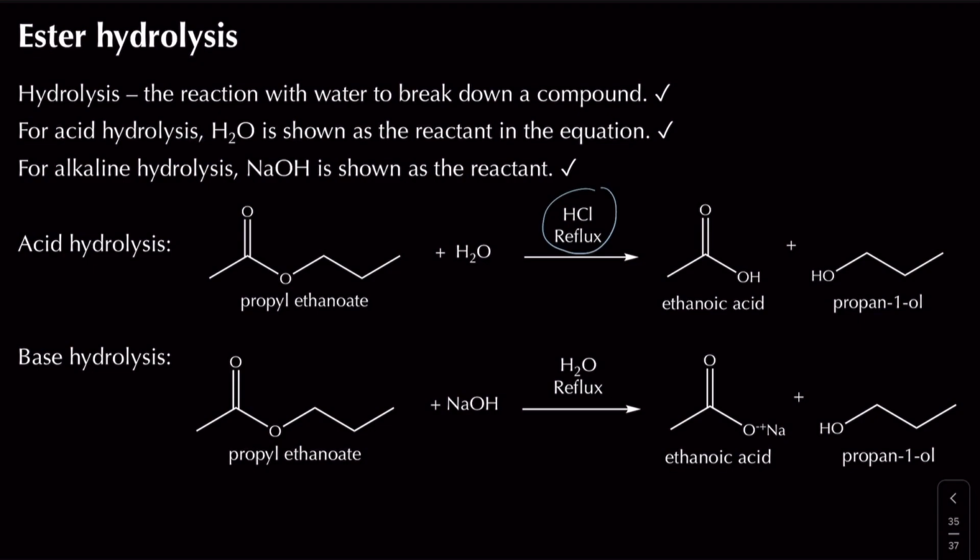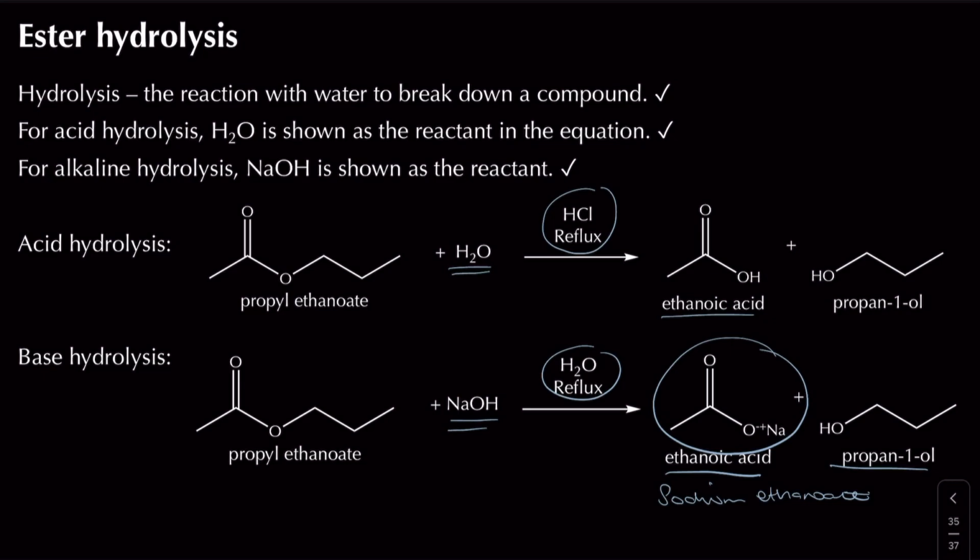You put that above the arrow, but then in terms of your reactant in the balanced equation, you show water. And then there's base hydrolysis, otherwise known as alkali hydrolysis, where you show sodium hydroxide or whatever base you're using as the actual reactant itself, but then you put water and reflux above the actual reaction arrow. Now, in both cases, you're going to end up with ethanoic acid, but in this case, right, you actually form sodium ethanoate itself, because you've got base in there. That excess base is going to actually react with the actual carboxylic acid that forms. So technically, you actually form a salt itself, which is going to be sodium ethanoate in this case, because we've used sodium hydroxide as our base.